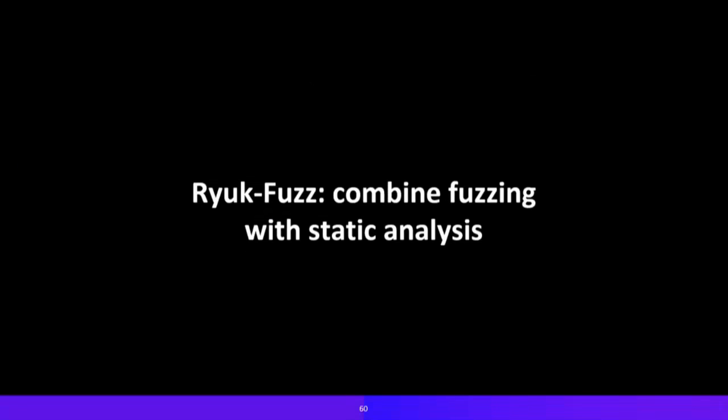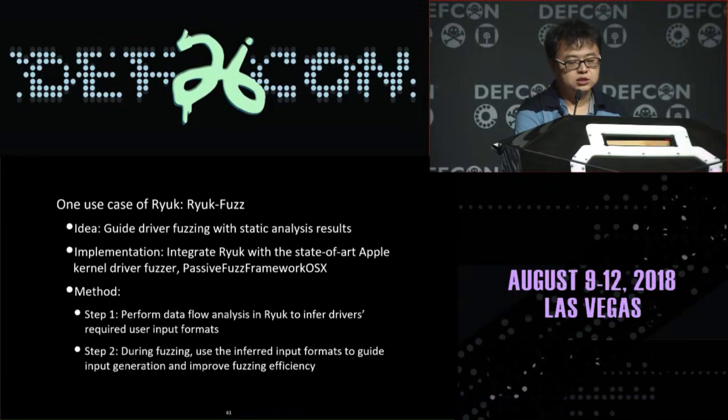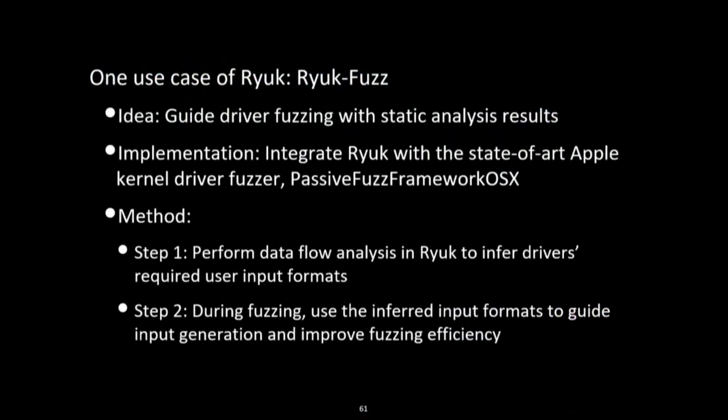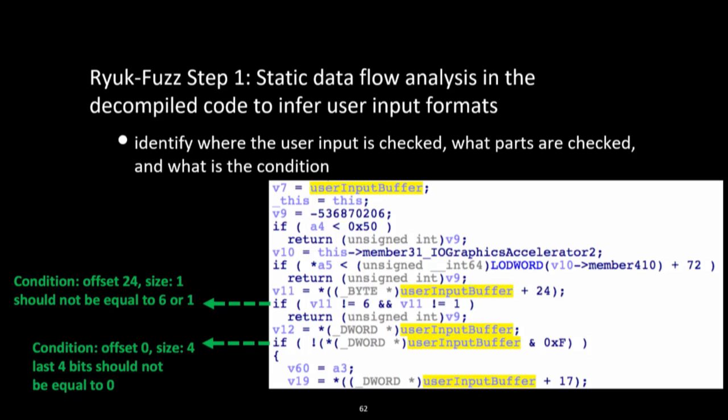Below, we will show a use case of Ryuk, which is called Ryuk fuzz. The idea of Ryuk fuzz is to guide driver fuzzing with static analysis results. We implement it by integrating Ryuk with the state-of-the-art passive fuzz framework OS X. Ryuk fuzz takes two steps. In the first step, it performs data flow analysis to infer the drivers' required user input formats. The second step uses the inferred input format to guide input generation in the fuzzing process and improve fuzzing efficiency.